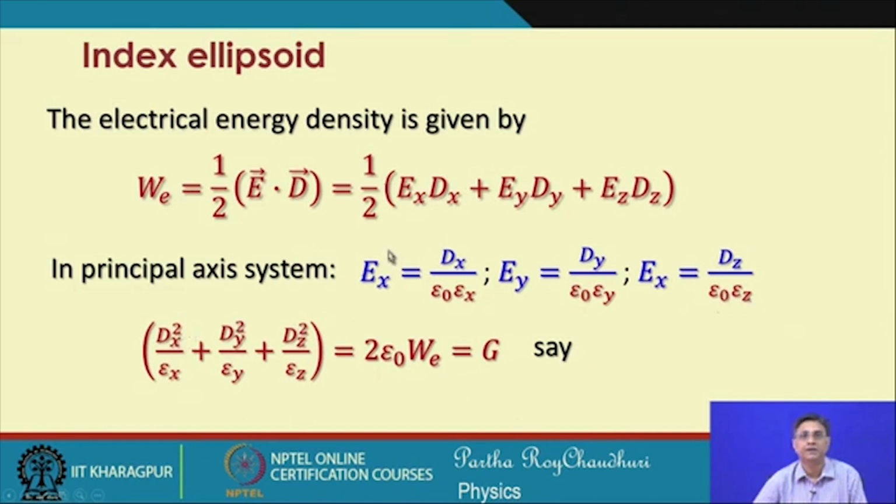So, we can write this, if we put into this equation the values of Ex, Ey and Ez in this equation, then we will get dx square by epsilon x, dy square by epsilon y plus dz square by epsilon z, which will be equal to twice omega e into epsilon naught, which I call a quantity, that is g.